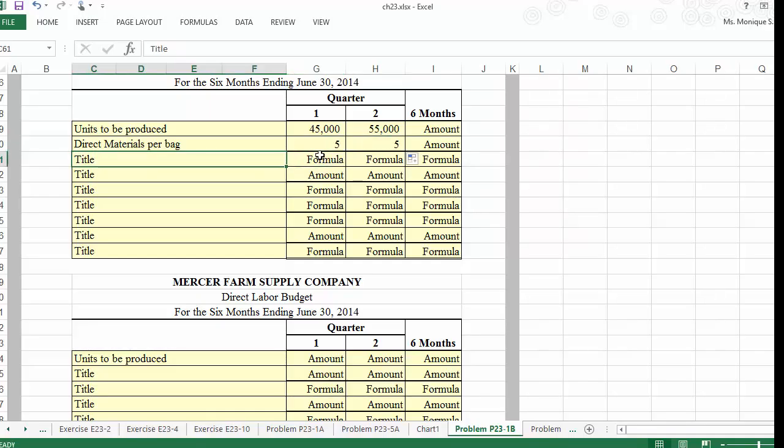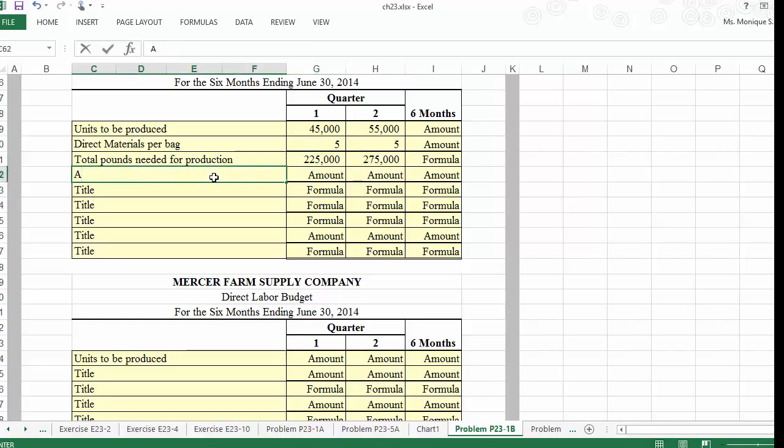And our next item will be total pounds needed for production. So that's the 5 times the 45,000. That'll give us 225. And we'll copy the formula over for the next 275 for quarter 2.